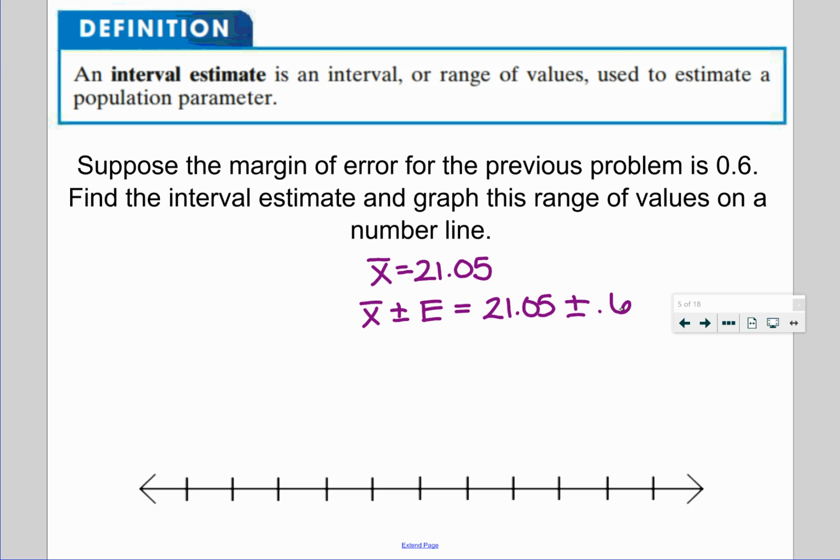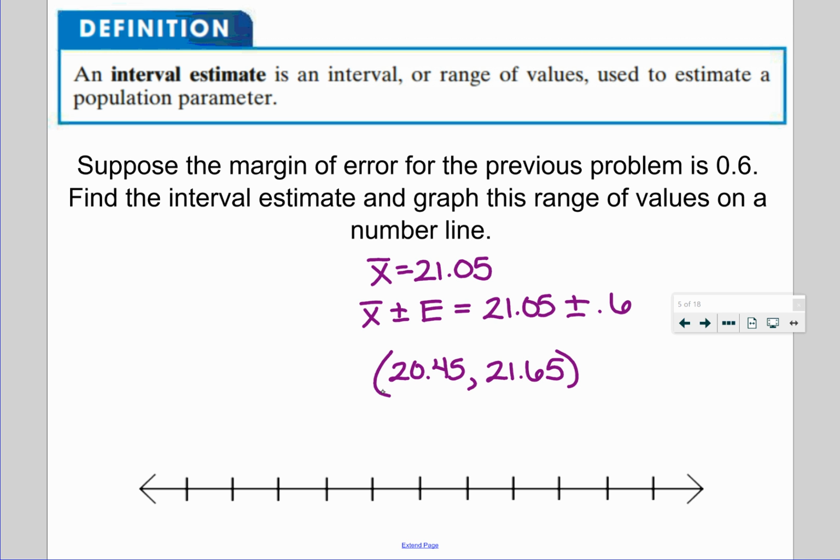If I add on 0.6, I get 21.65. And if I subtract 0.6, I get 20.45. So we would say our interval estimate, and it's going to look like a point when you write it, is between 20.45, 0.6 less than our sample statistic, and 21.65, 0.6 higher than our sample statistic.